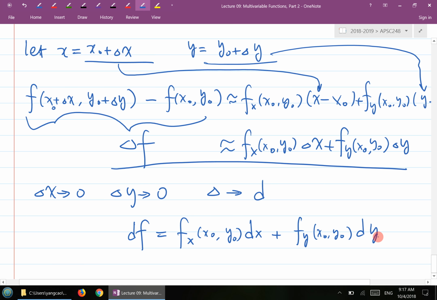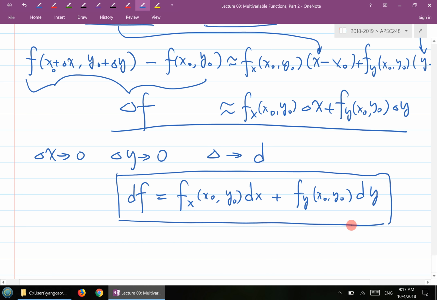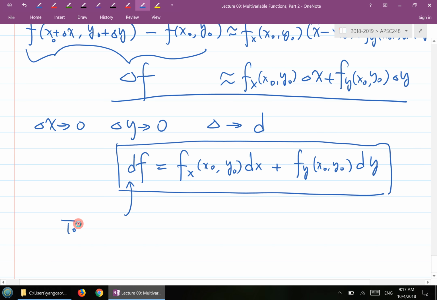Okay, so this is the result here, what we call the total differential. You can see here is the idea of the so-called total differential. You have two partial derivatives at the location (x₀, y₀), and then you have the differentials dx and dy here. The only difference is we added a keyword called total compared to the single variable.